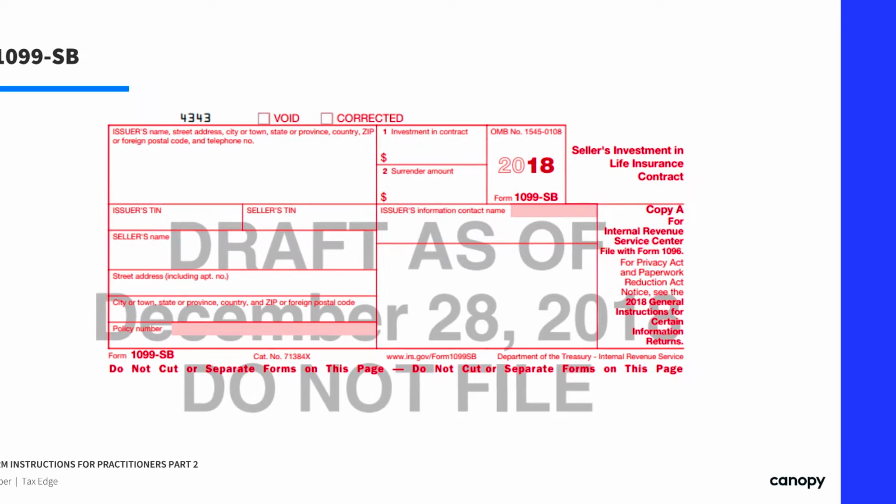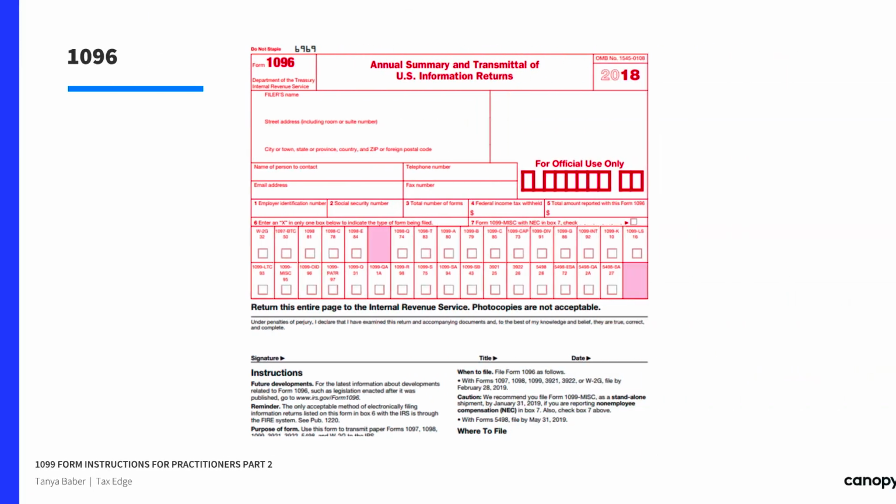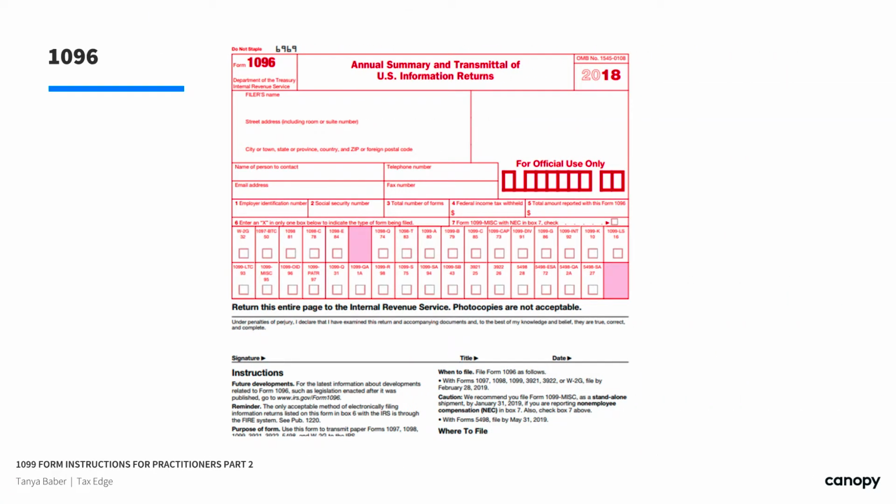As we look at what we have to see with every single one of these is the 1096. The 1096 is with everything because it's like a cover page in a sense. It accompanies the 1099 forms that are provided to the Internal Revenue Service. It's a summary of all the forms that are attached to it. You have to use a separate 1096 for each type of form. Don't combine different 1099s on the same 1096.